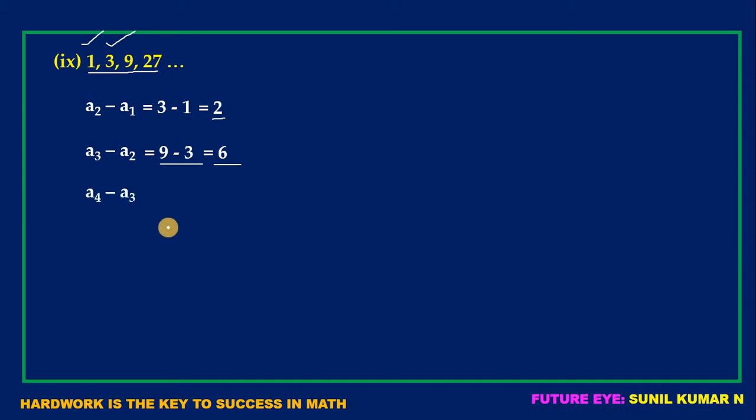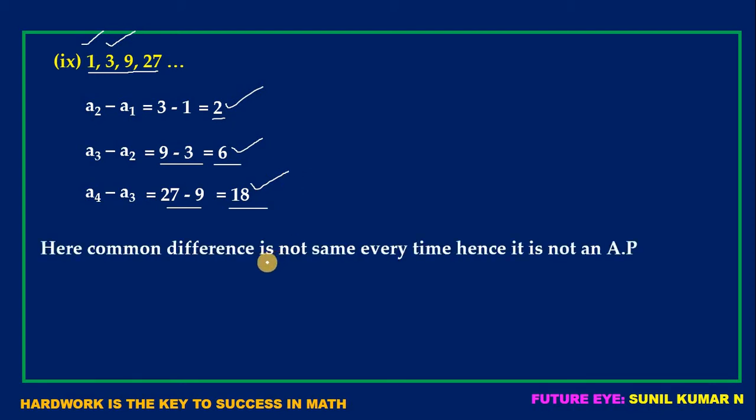Similarly, a4 minus a3. We get 27 minus 9. Subtract this, we get 18. Now concentrate on d values. Here we have 2, 6, 18. All d values are differences. Hence, we can say that here the common difference is not the same every time. Hence, it is not an AP.